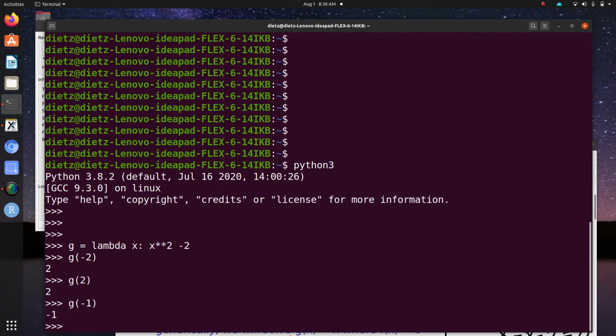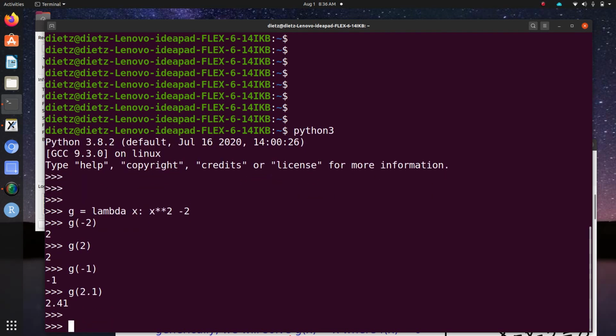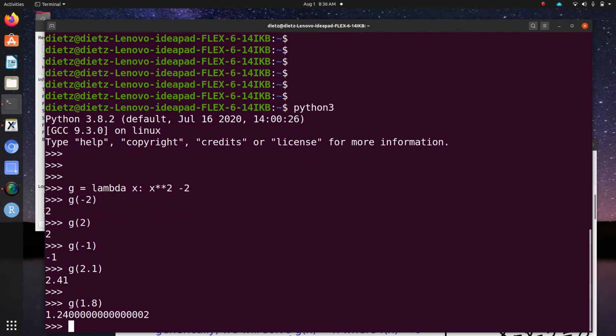Okay, so what if we're really close to that? g of 2.1. Is that going to be a problem? Yes, that's going to be a problem. Notice that if I go slightly above or slightly below 2, it actually pulls me away from my answer. So this idea that we can somehow iterate towards a solution needs some tweaking.